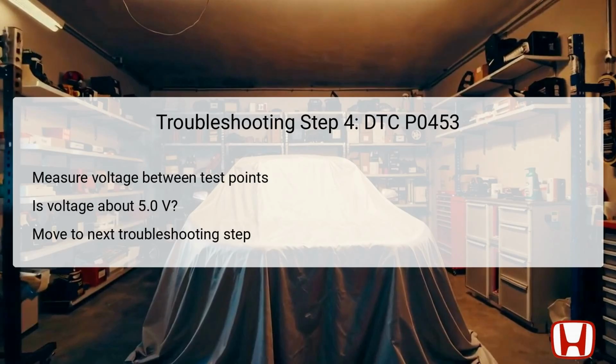With the engine in the on mode, observe if the measured voltage approaches 5.0 volts. Achieving this voltage confirms that the line leading to the FTP sensor is functioning correctly, and you can advance to the next troubleshooting step with confidence.